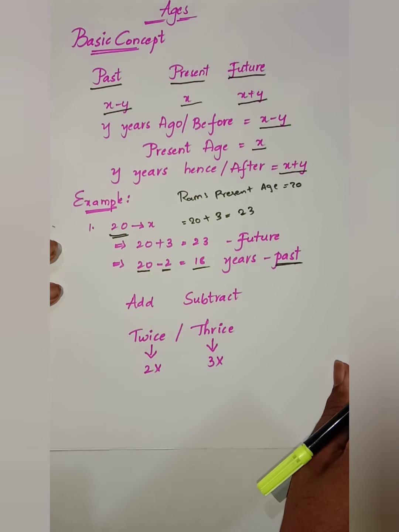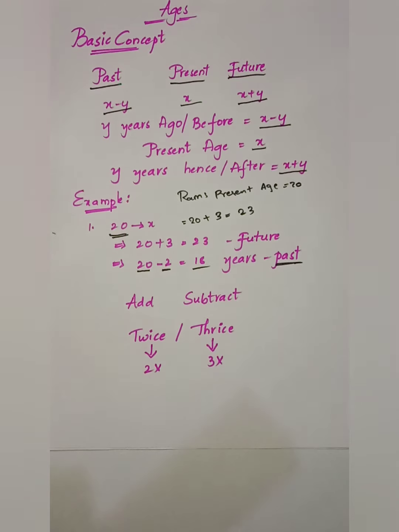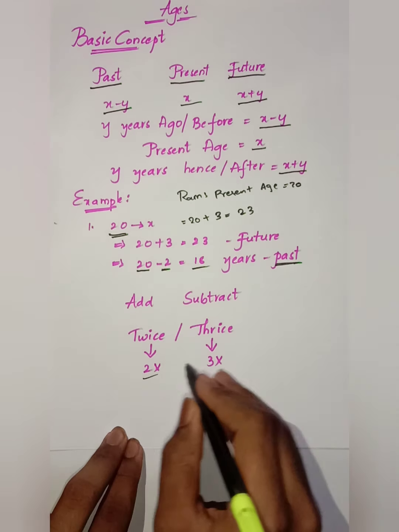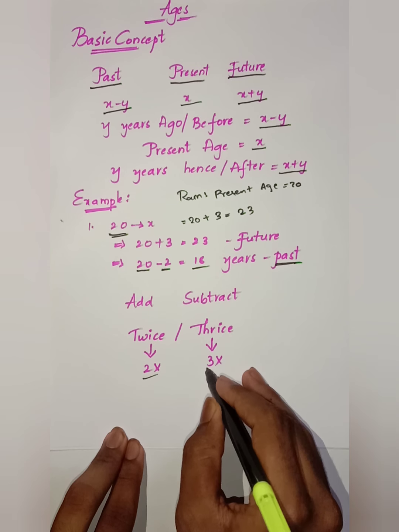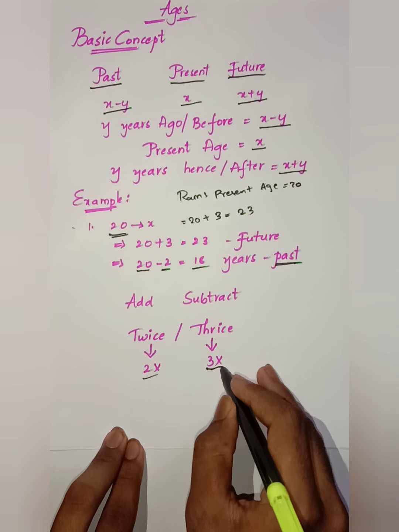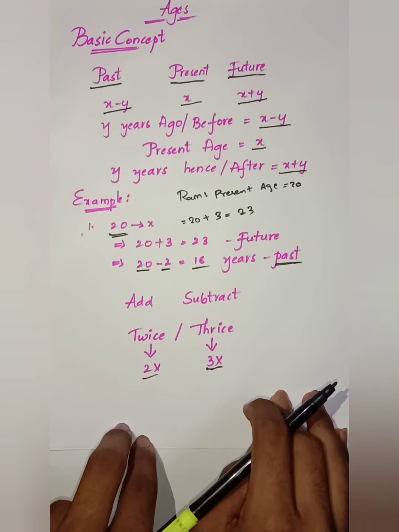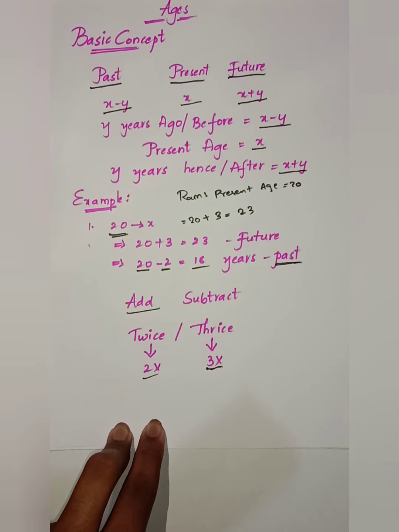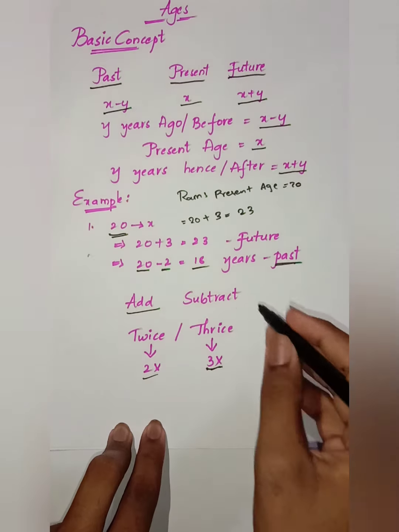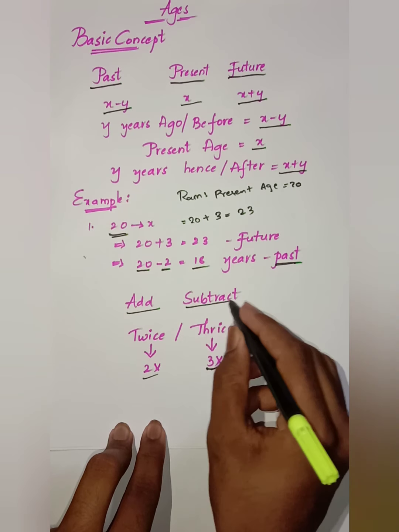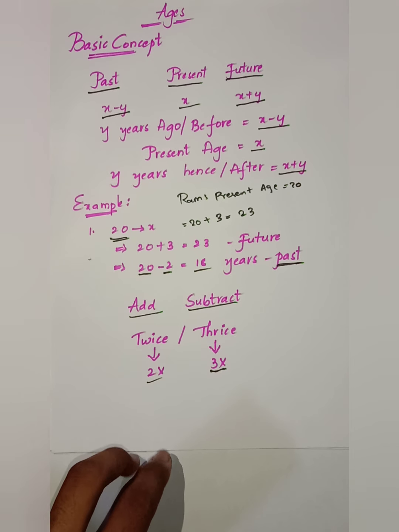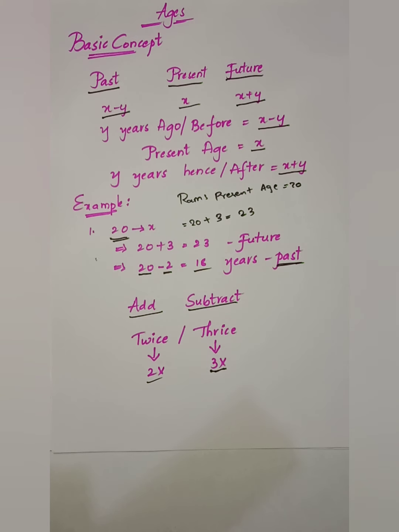So in the question it will be given as twice or thrice. Twice means you should multiply with 2 and thrice means you should multiply with 3. Whenever in the question it is given as hence or after, you are supposed to add, and whenever it is given as ago or before, you are supposed to subtract. So we will try to learn some basic problems on ages.